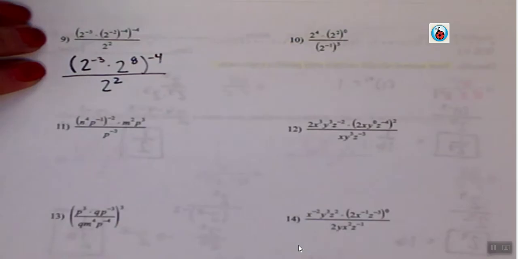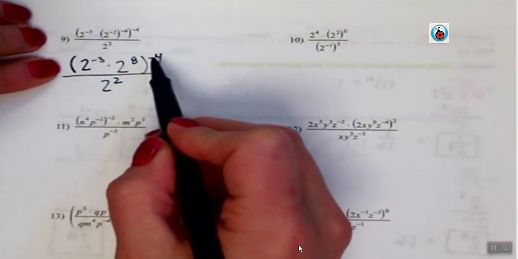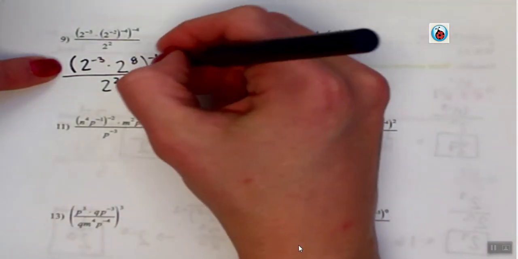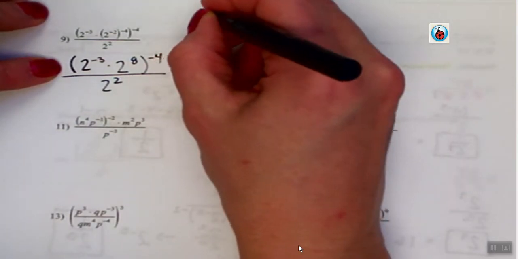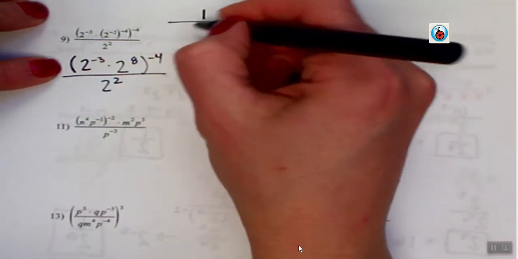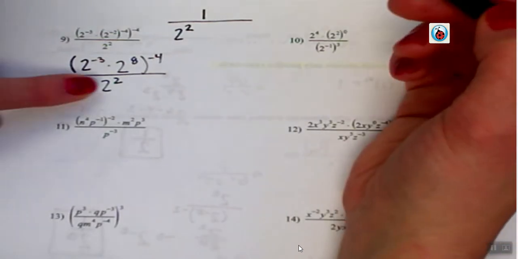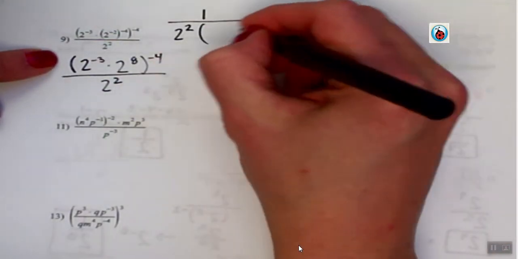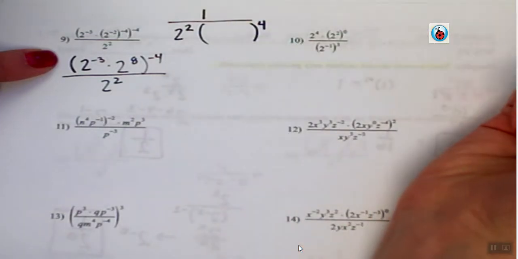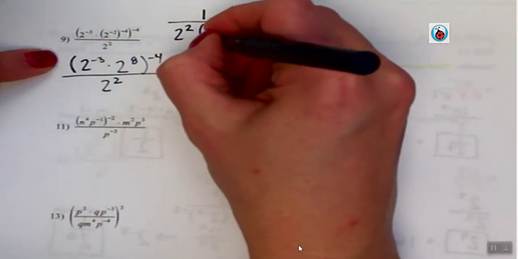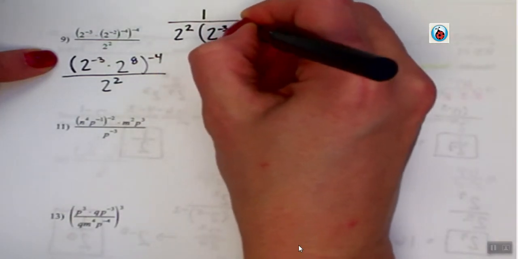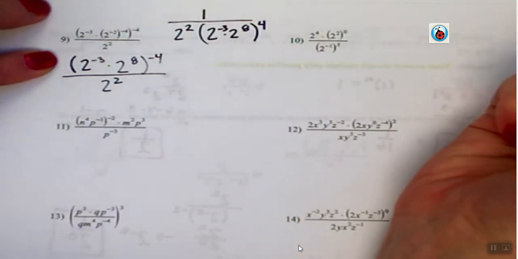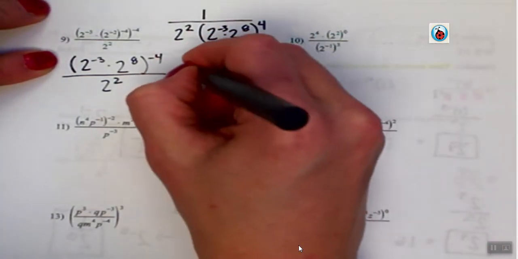Okay, I still have the grouping symbol here. So let's go ahead and rewrite this. I'm going to rewrite it like this to show you a different exponent rule. Okay, notice that the 2 squared didn't move. The only thing I'm looking at is this grouping right here. The negative power is going to turn to a positive power. Right? And let's distribute.